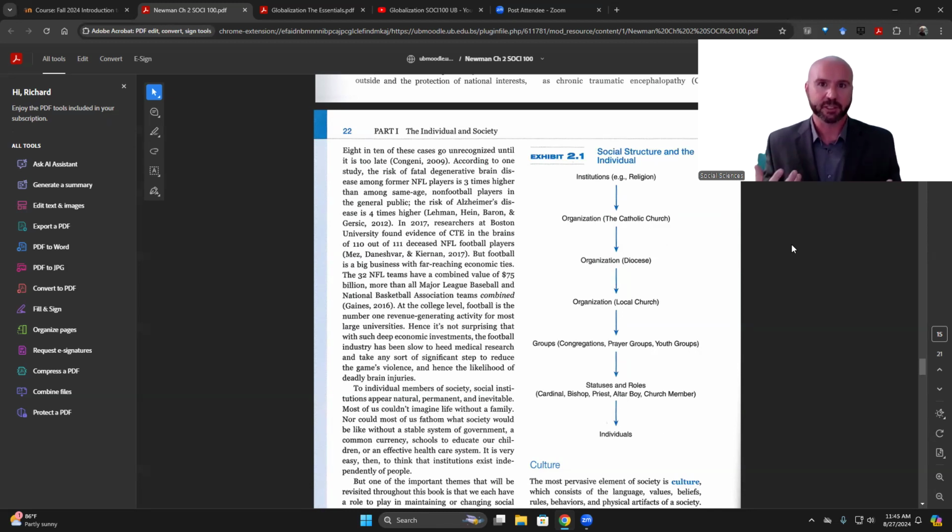Typically, there are organizations within which we interact with members of our groups, depending upon the statuses that we hold within those institutions, organizations, and groups. That is the way that we apply our social structural thinking to utilize our sociological imagination.